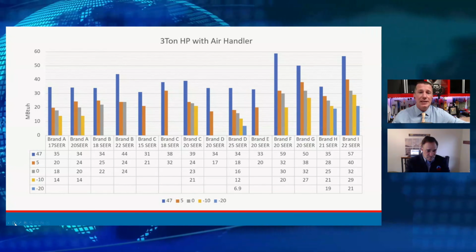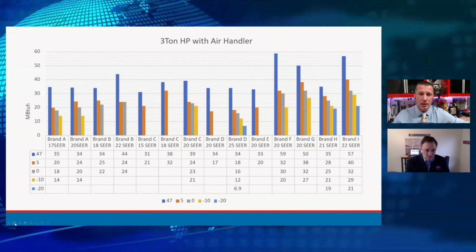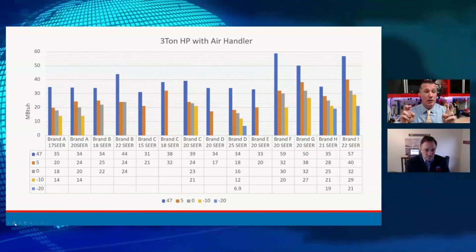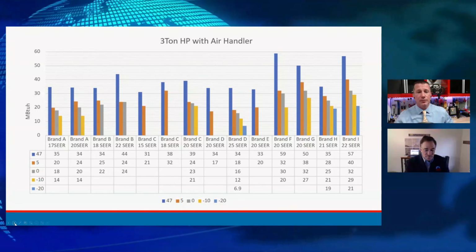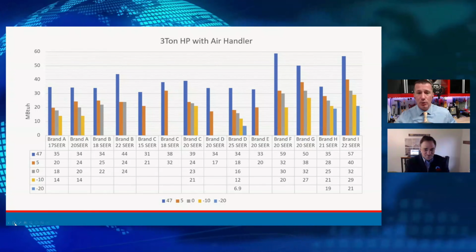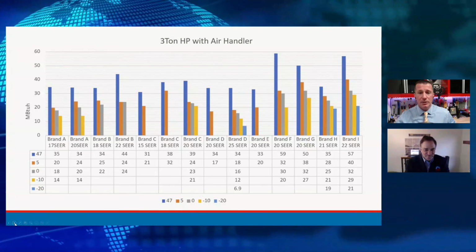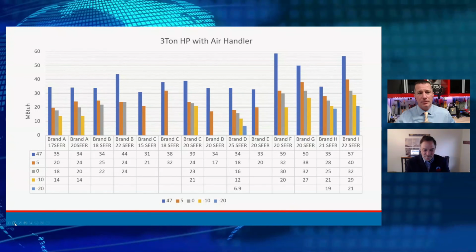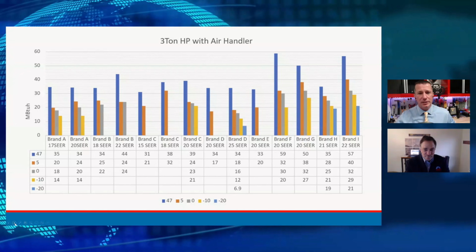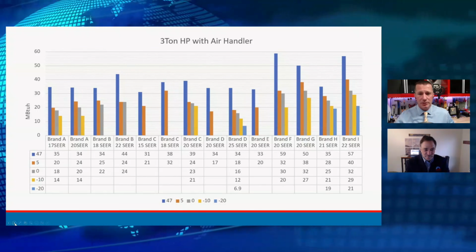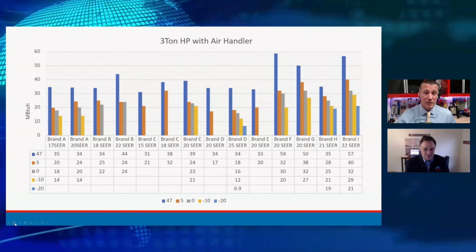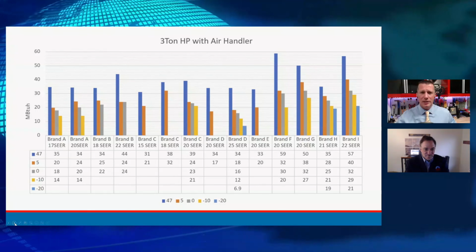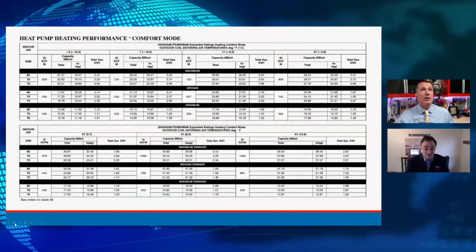Here's a different way to look at it. This lets you see that some of those pieces of equipment are producing a lot more than what we would traditionally call 3-ton for an outdoor piece of equipment. If we look at that brand F 20 SEER, that thing's producing 59,000 BTUs at 47 degrees. The last one on there is producing 57,000, and one of those legacy brands is producing 44,000. So a lot more heat than what we would expect out of a 3-ton piece of equipment.